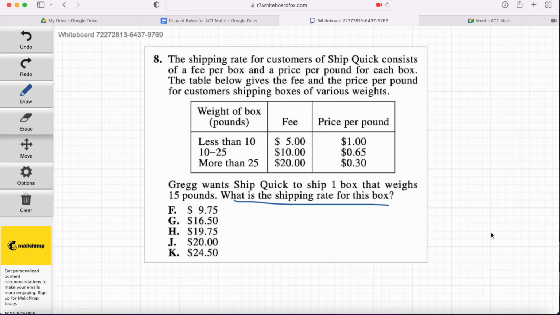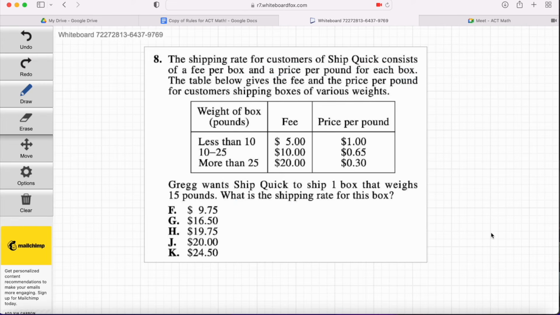I got it. Right. And note, in case you weren't sure about what shipping rate means, look at the question again. Go to the beginning of the question. Do you see this? For customers consists of a fee per box and a price. So it's both. Which is the answer. Yes, exactly. Does that make sense? Yes, it does.